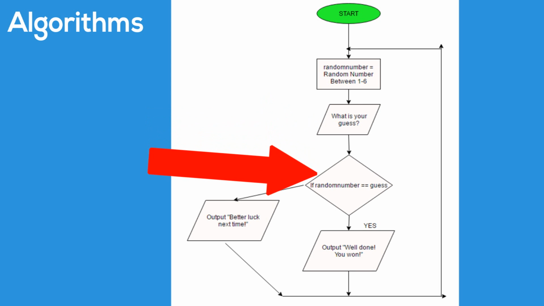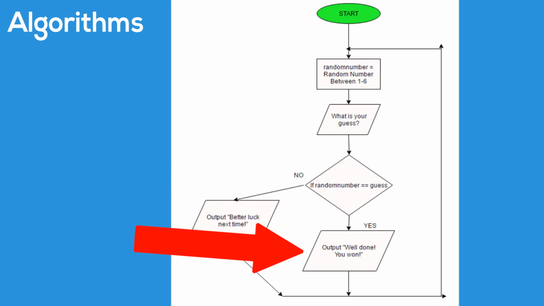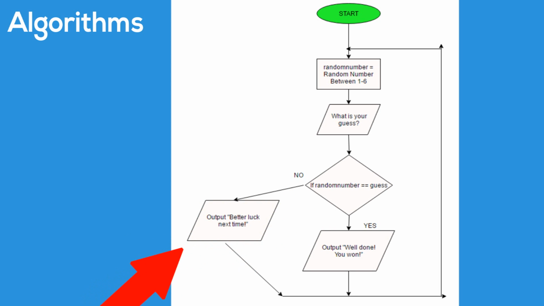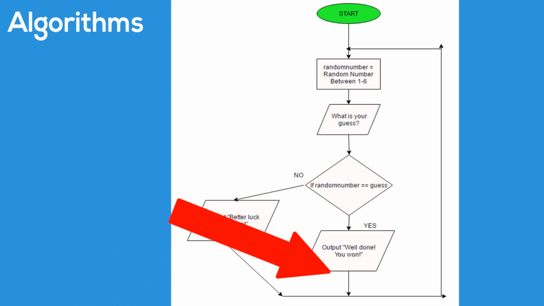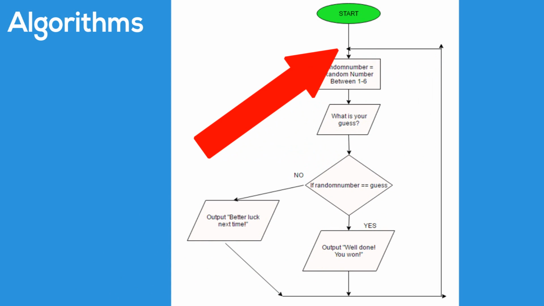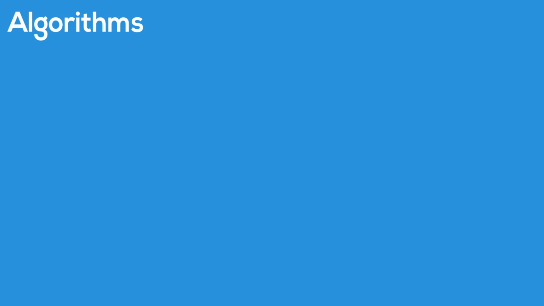Next, you'll see a diamond. Diamonds are most commonly used for if statements, but they're used to make a decision. So if the random number is equal to the guess, it'll flow through the yes arrow and output, well done, you won. However, if the decision is false, it'll flow through the no arrow, and better luck next time will be outputted. Finally, they both join back together again, as the program flows into a single arrow right back up to the start. It'll continue looping.